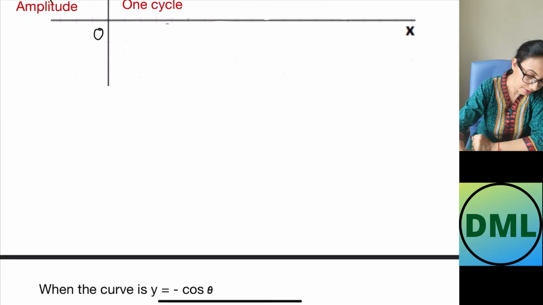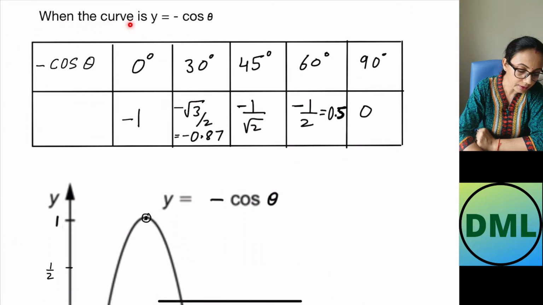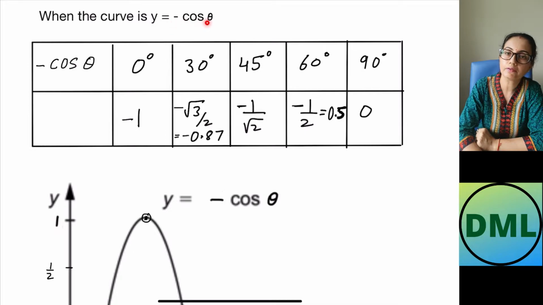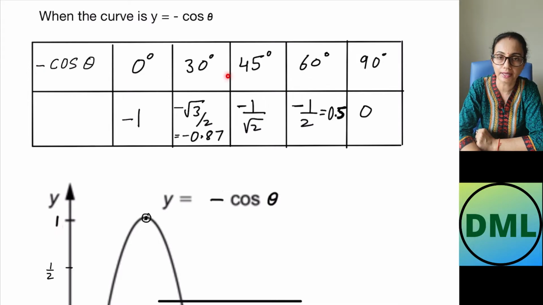Let's see next. When the curve is y is equal to negative cos theta. We know the values of cos theta at 0 degree, 30 degree, 45 degree, 60 degree and 90 degree. Now we are figuring out the values for negative cos theta. That means I have to multiply every number with the negative sign.